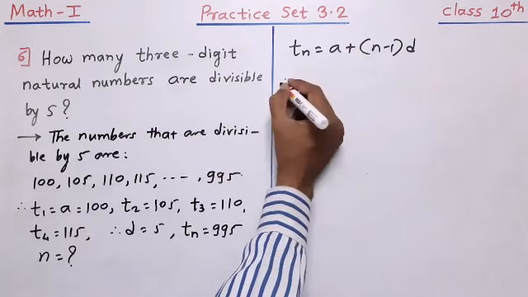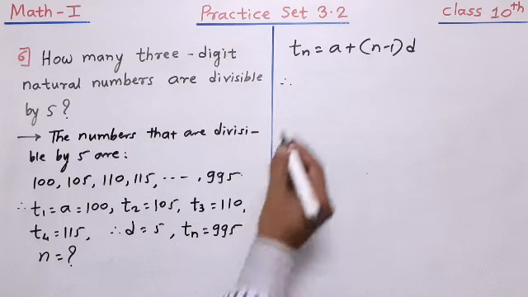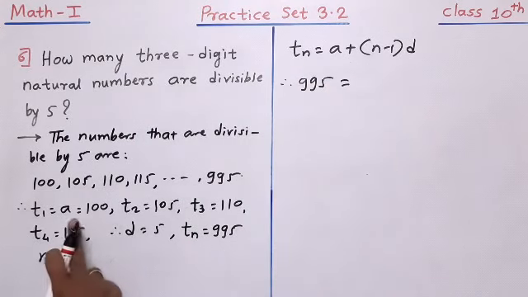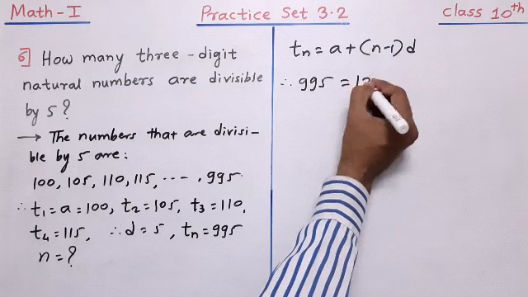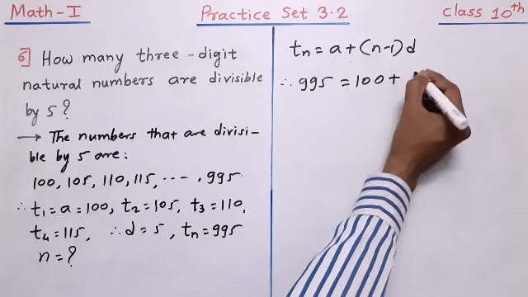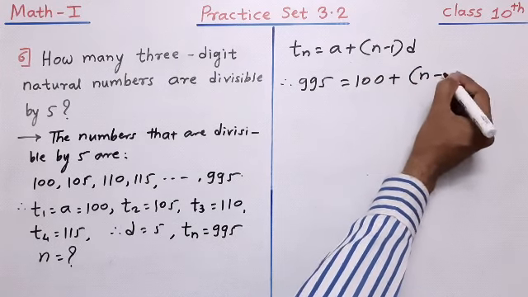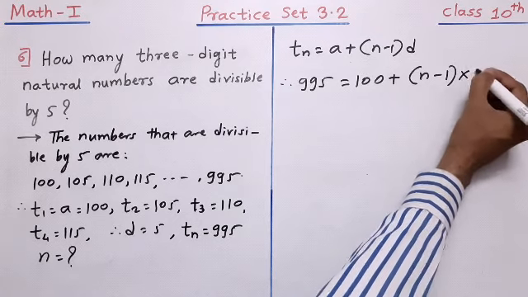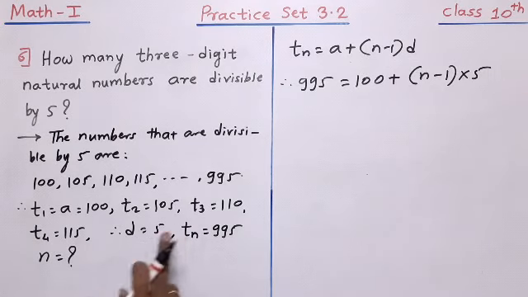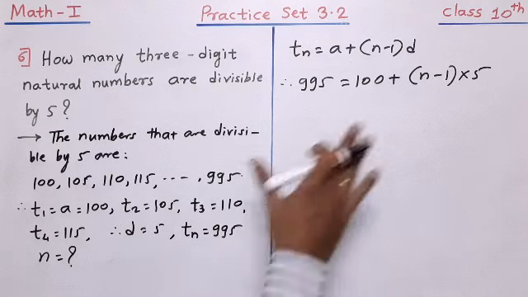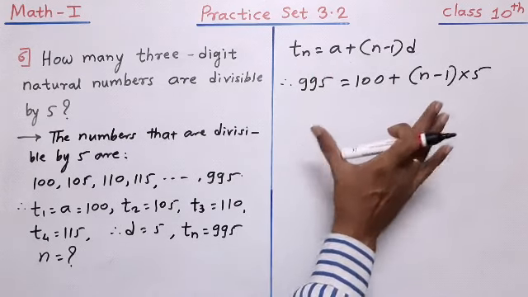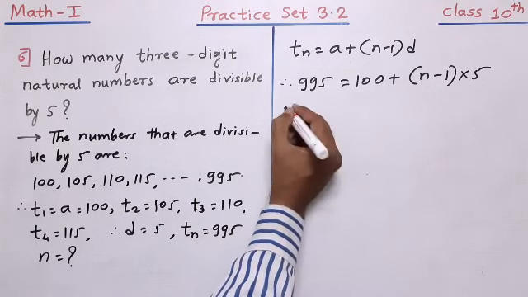Okay, now let us put the values. Tn, that is the last term, 995 is equal to A, the first term of AP, 100 plus (n minus 1) into D, where n we have to find out. D is 5 here. See the common difference we have written here, D equals 5. So once you put the values properly in a formula, then you can solve it and you get the answer. Now let us solve this.